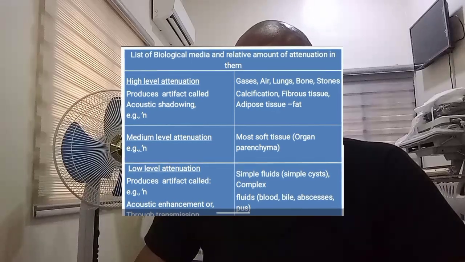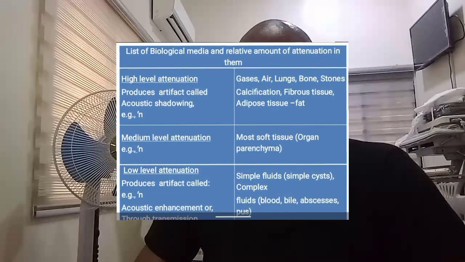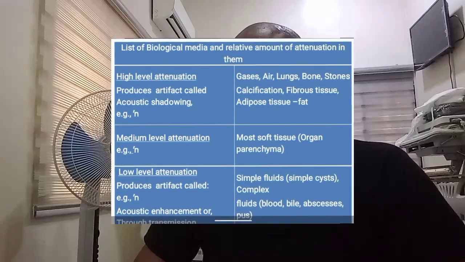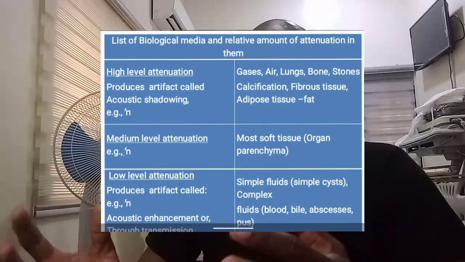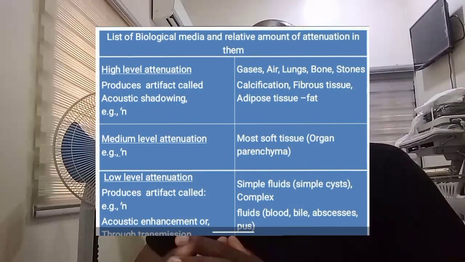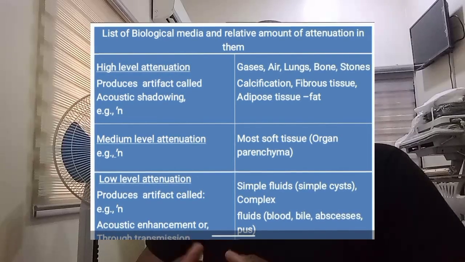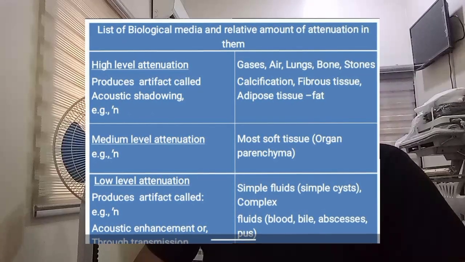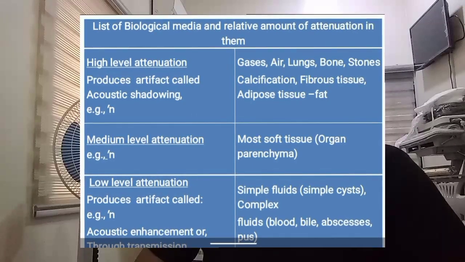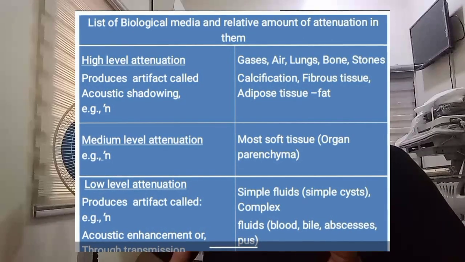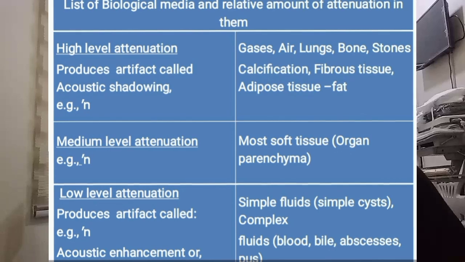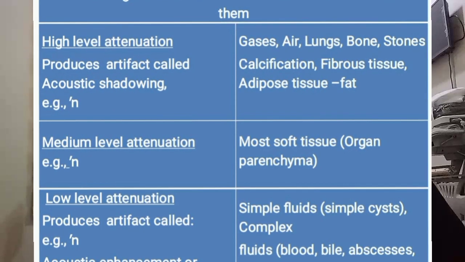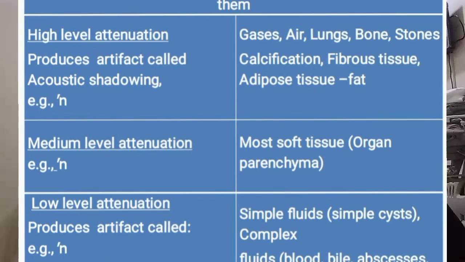It produces artifacts that's called acoustic shadowing, and you see that in gas, air, lungs, bone, stones, calcification, fibrous tissue, adipose tissues. While medium level attenuation, you see that in most soft tissue and organ parenchyma, while low level attenuation produces artifacts that is acoustic enhancement, or what you call through transmission. And you see that in simple fluid like simple cysts, complex fluid like blood, bile, abscess, or pus.